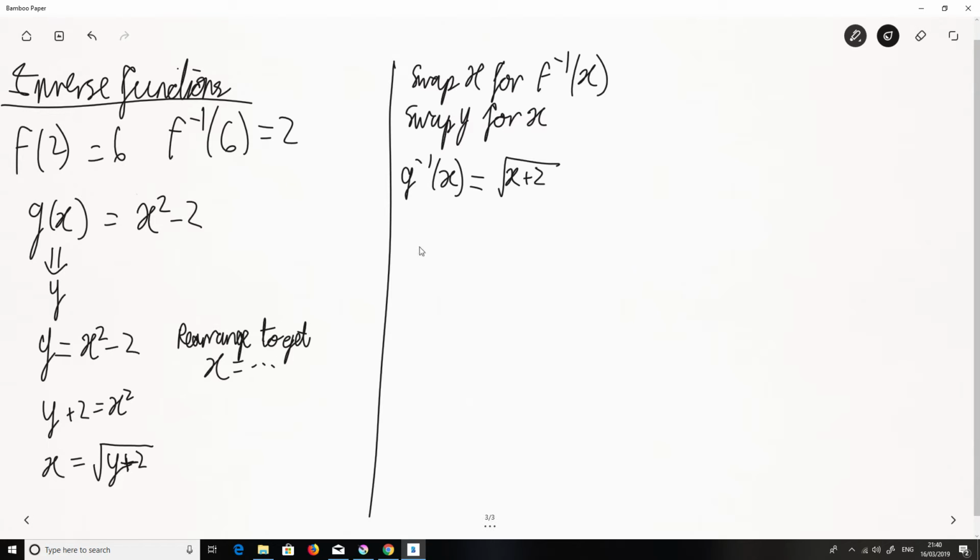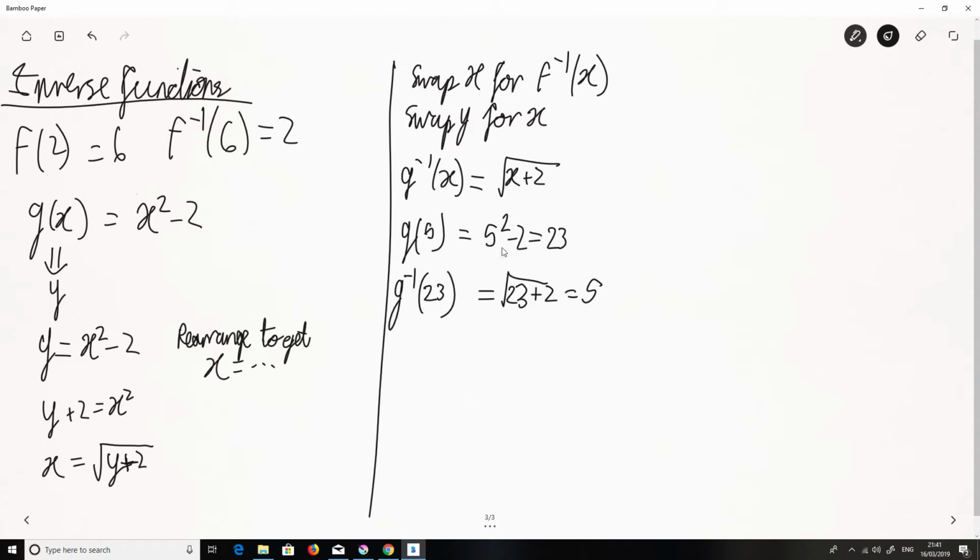So if we substitute in to test if our inverse worked, we'll try g of, I don't know, let's say 5. g of 5 equals 5 squared minus 2, which equals 23. So g of 5 equals 23. So if we put this 23 into g to the minus 1 of x, so g to the minus 1 of 23, we get 23 plus 2 square rooted, which equals 5.